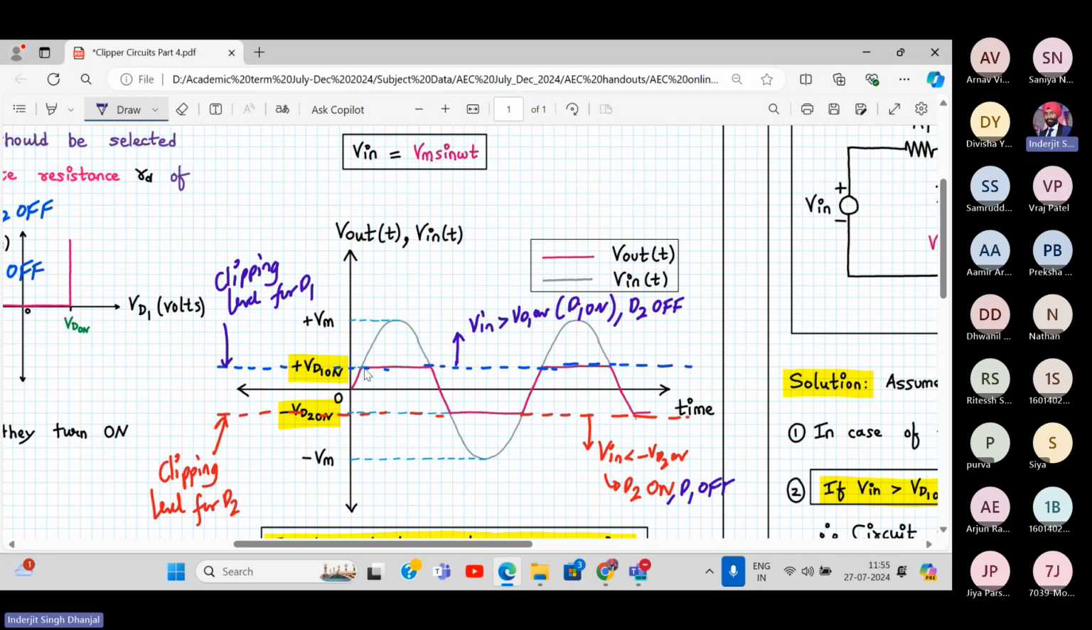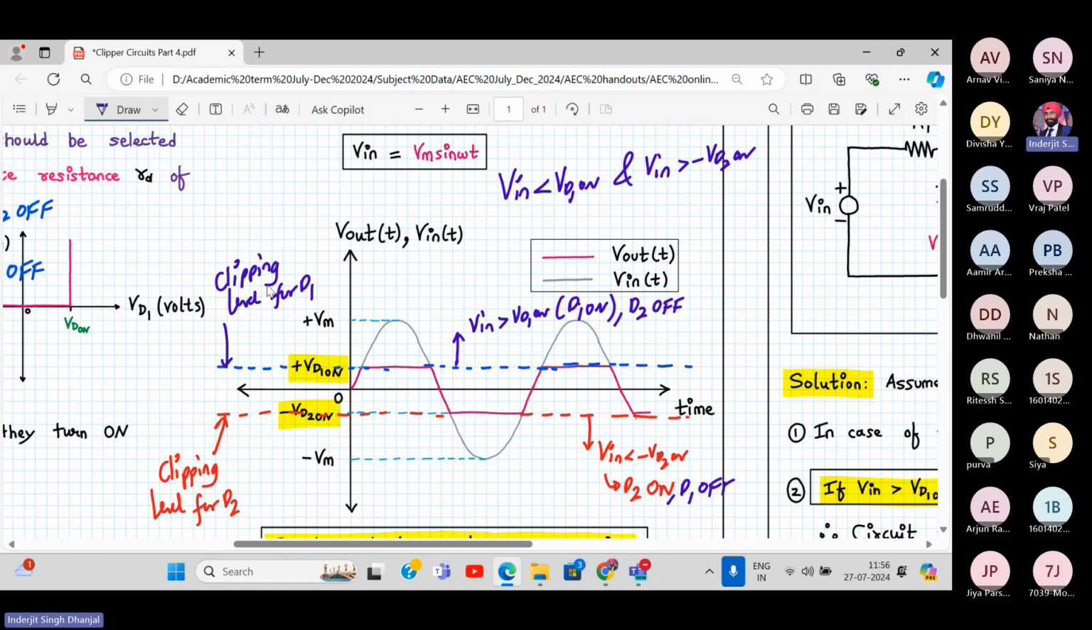What happens in this level? Whenever Vin is less than VD1 on and Vin is greater than minus VD2 on, what is happening over here? I'm asking what is happening between these two levels. What about the state of the diodes? Both diodes are off. Why? Yeah, absolutely correct. Both the diodes are off. Because Vin is less than VD1 on, so D1 will be on only above this level. And above minus VD2 on, Vin is greater than minus VD2 on, so diode D2 is also off. D2 is off above this line.